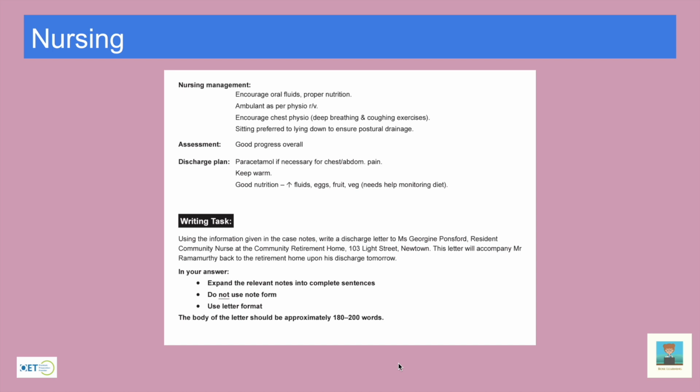And then the other one you were probably waiting for, the nurse's one. This time it's a discharge letter back to the community nurse at the retirement home, and the patient's taking the letter with them.